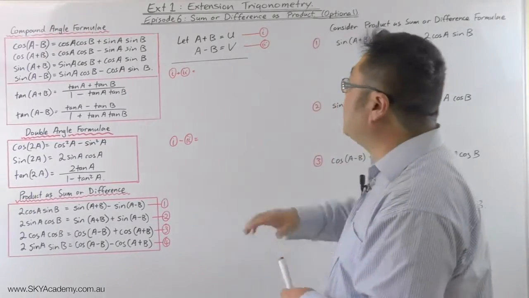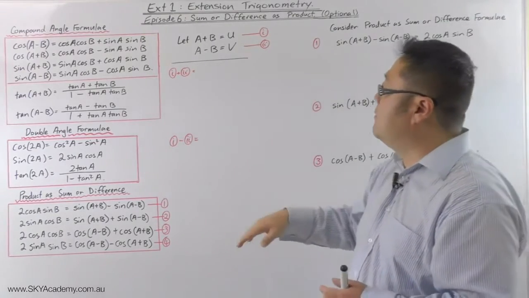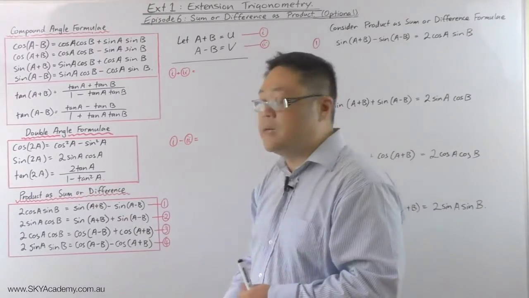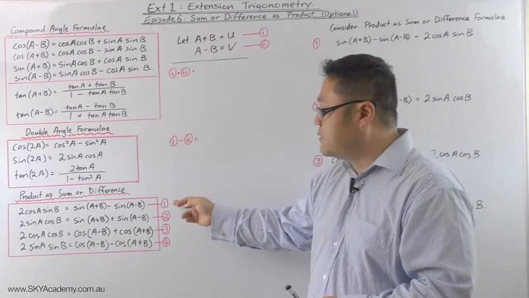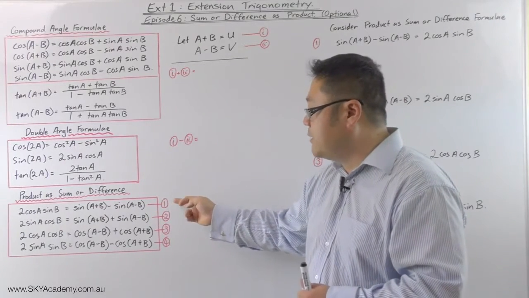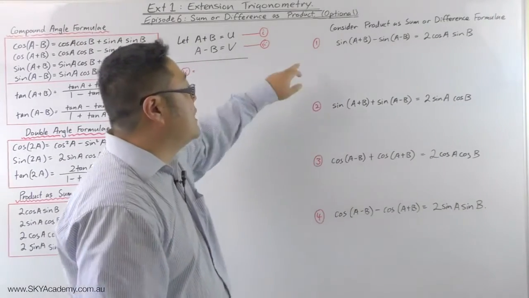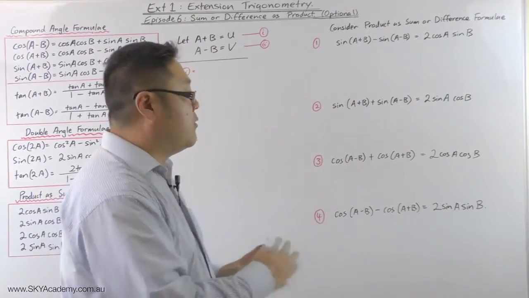So in order to be able to work from a sum or difference to a product, rather than from a product to a sum or difference, we're going to start with formulas for the product as a sum or difference. So we're going to start with formulas 1, 2, 3, and 4, and on the right side of the screen, that's exactly what you'll see.